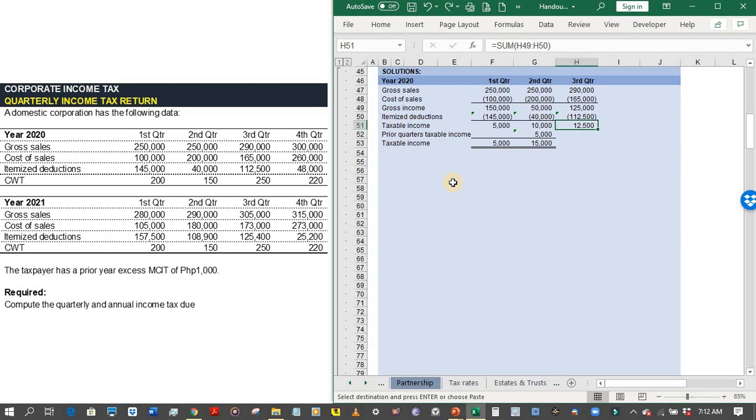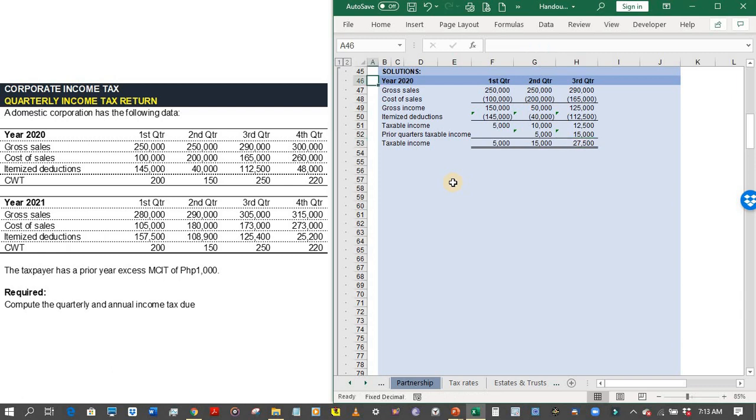Again, since quarterly reporting requires a cumulative information, we need to add the prior quarter's taxable income. And since 2 quarters have already passed, we need to add the taxable income from the 2 previous quarters, and the total is 15,000 pesos. So our taxable income as of the end of third quarter, which covers the 9 months of 2020, is 27,500. Then let us proceed to the fourth quarter, the last quarter of 2020.